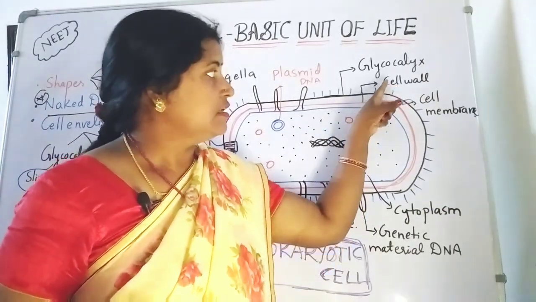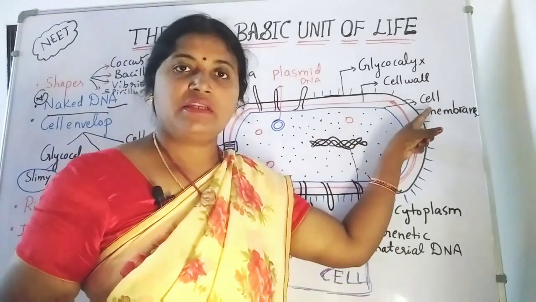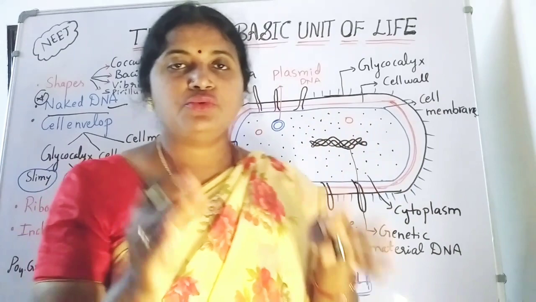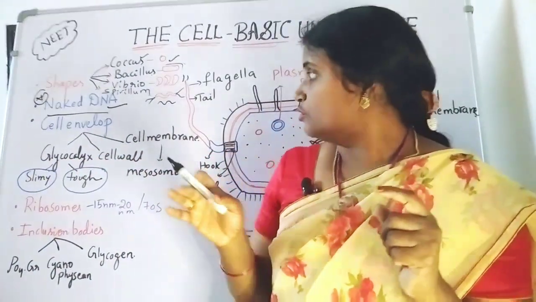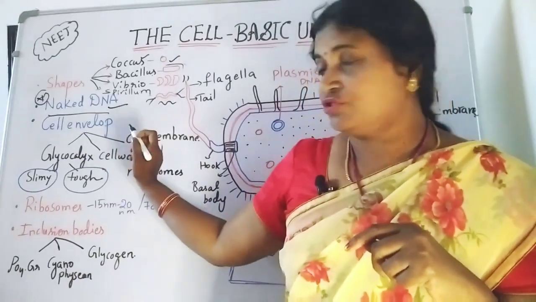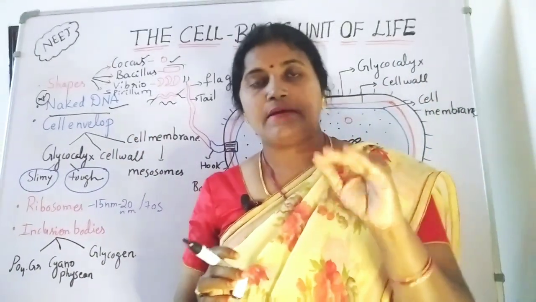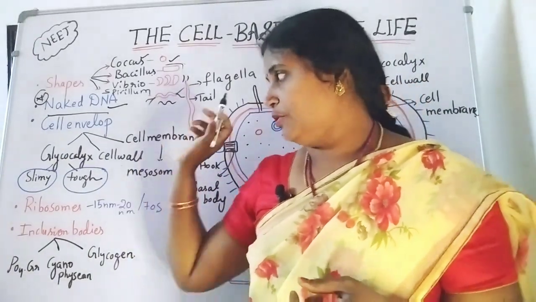And the innermost membrane is the cell membrane. These are the three layers which together form the cell envelope. Here I made a small flow chart. The cell envelope contains three layers: glycocalyx, cell wall and cell membrane.